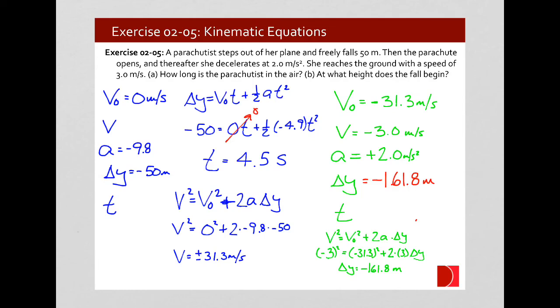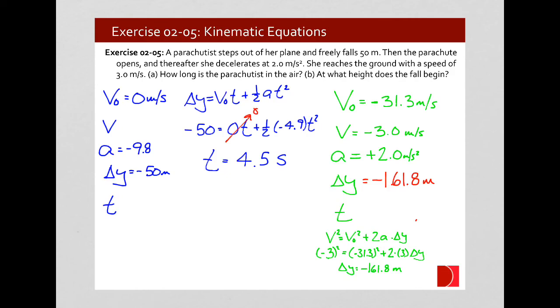If we're interested in the time, we can also use the values that we were given, and we can say that the final velocity is the initial velocity plus a times t, so negative 3 equals a negative 31.3 plus positive 3t. Oops. This should be positive 2. And so we can find, again, the time. T is equal to 14 seconds.